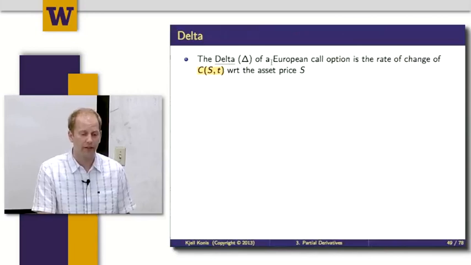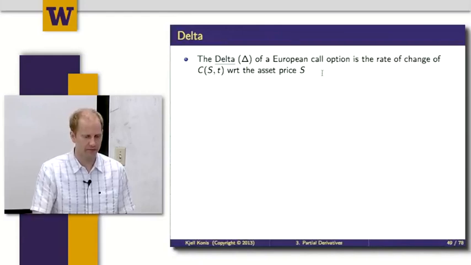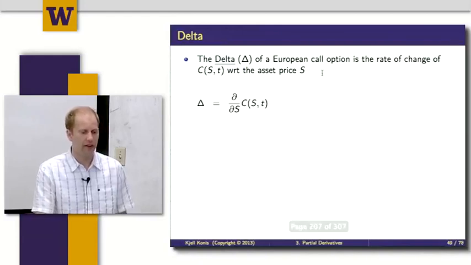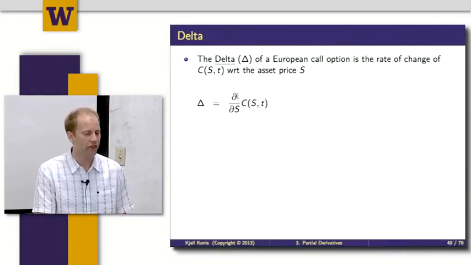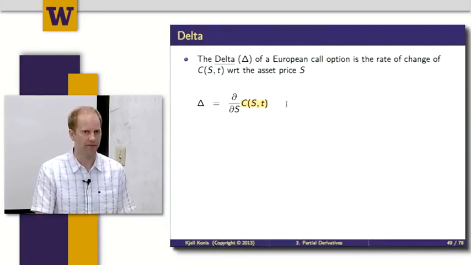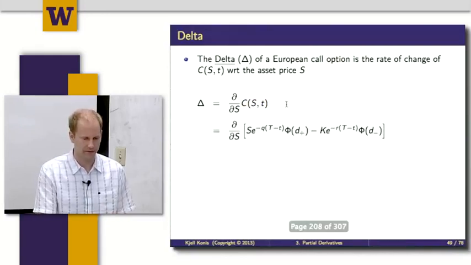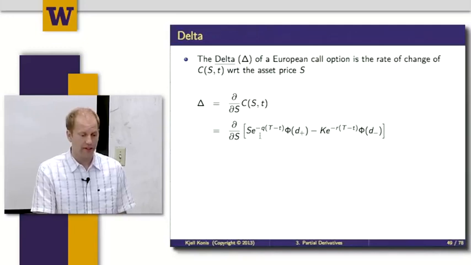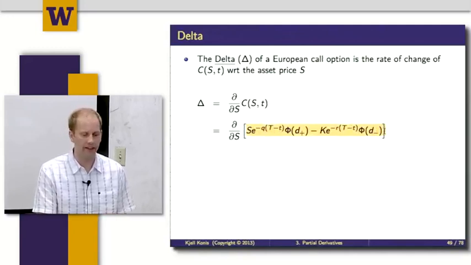And it's the rate of change with respect to the asset price S. So how much does the value of the call option change as the price of the underlying asset changes? Mathematically, I can write that as delta equal to the partial derivative with respect to S of the Black-Scholes pricing formula for a European call option. This is the pricing formula for a European call option that I had in the first set of slides.